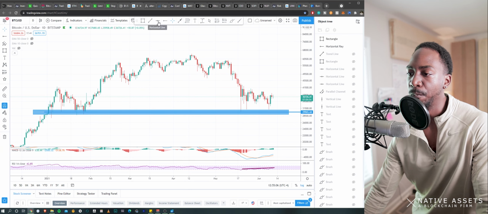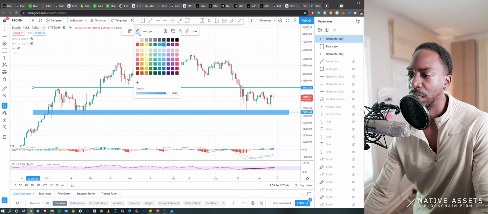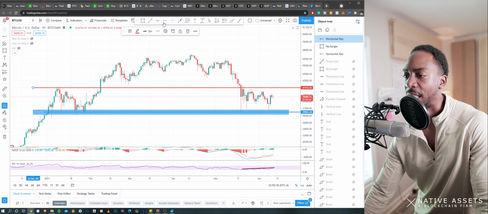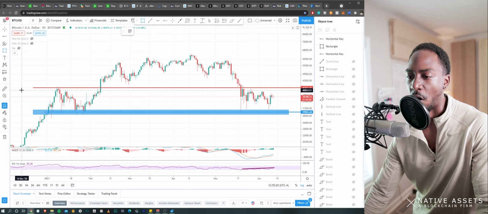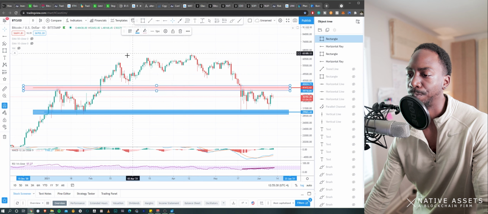So for the time being, we're going to put a resistance line in this area, more or less. And then we're going to turn this and make it red. And then we're going to do the same thing. We're going to draw our zone, because truthfully, there's a little bit of a zone here, just like the support level. And we're going to do the same thing, make this red.